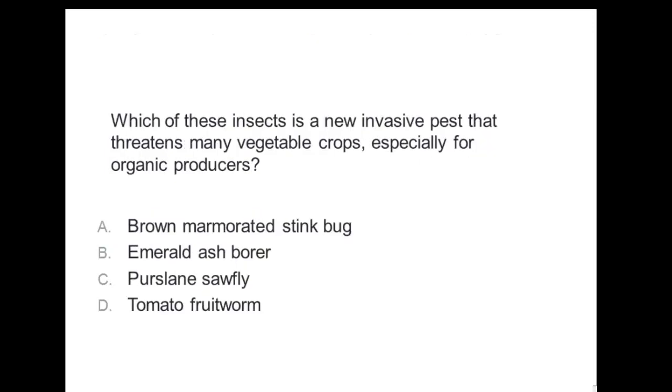One more just for kicks. Which of these insects is a new invasive pest that's beginning to threaten many vegetable crops, especially for organic producers? And it's barely here, but on its way. Now you're doing much better on this one, everybody. If you haven't voted yet, you can look in the chat box and vote, because it is brown marmorated stink bug, and we'll touch on it just a little bit toward the end.